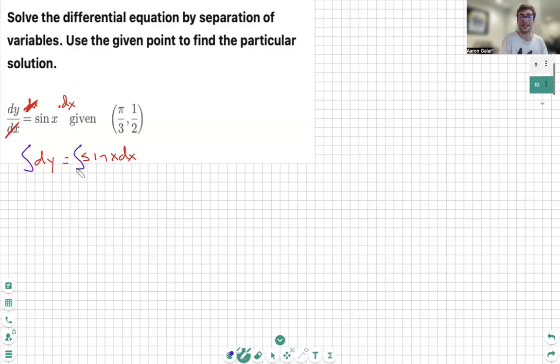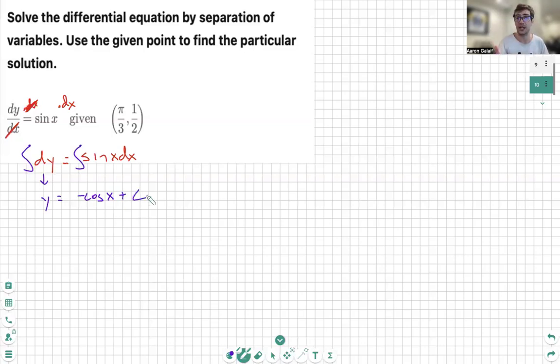So we're going to put our antiderivative or integration sign down in front of both of those pieces. The integral of dy is just going to be y. Very, very simple. The integral of sine of x is going to be negative cosine of x. We know that from just trig integration. And the derivative of cosine of x is negative sine of x, so we need to take that into consideration. We'll also make sure we write down our plus c.